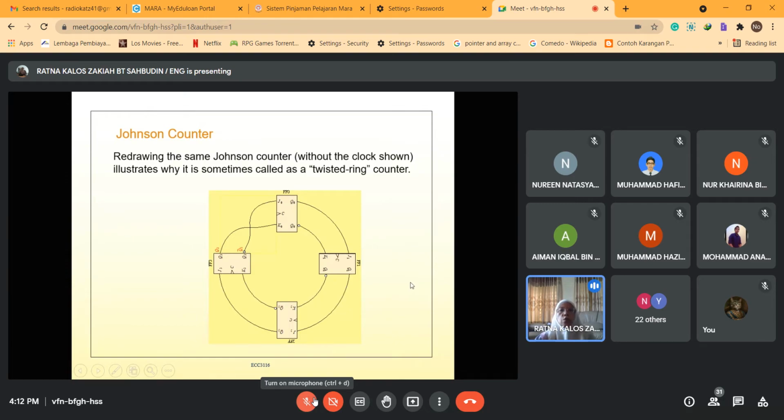So if you redraw the circuit, the same Johnson counter without the clock shown, it illustrates why it is sometimes called a twisted ring counter. Okay, so this is the twisted ring counter. Just now, remember Q3 bar is connected to J and then Q3 is connected to K. Okay, so this is the twist here.